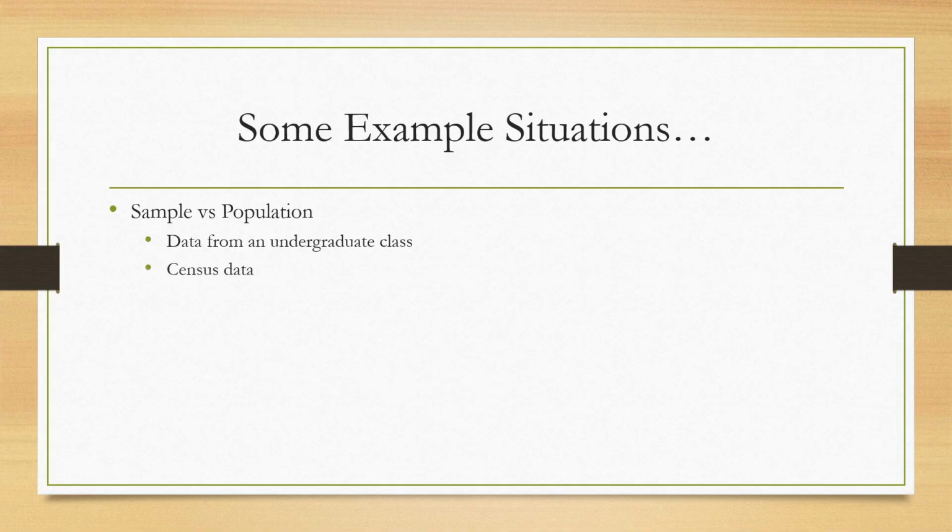Census data. Well, census data representing the broad population of a country, that very likely is a population claim because it represents everybody in the country by law. Data from university. Oh, this one's kind of interesting. Now, in comparison with data from the undergraduate class, data from a university could represent the population.